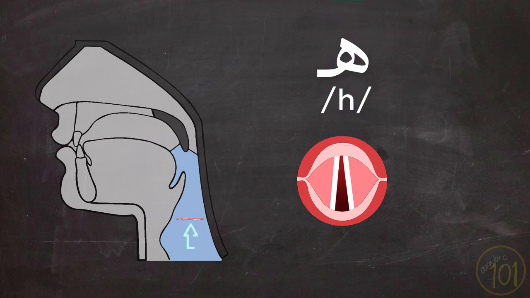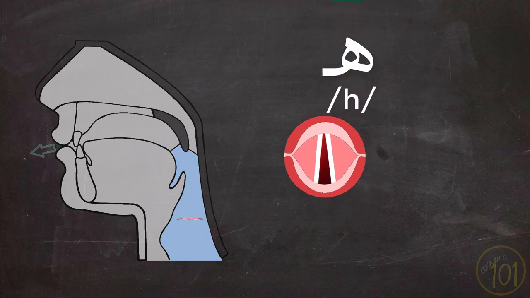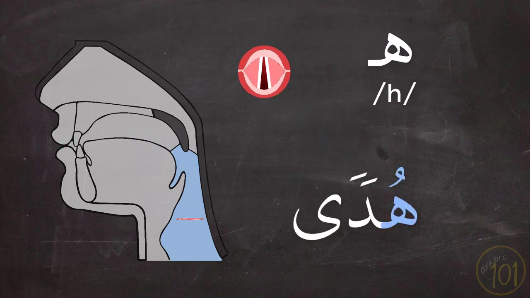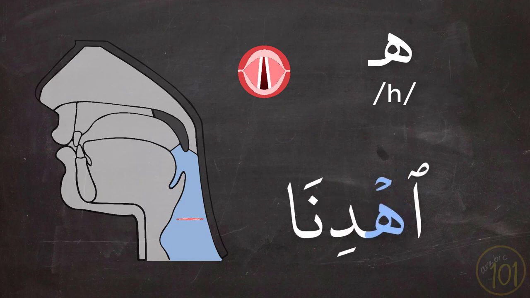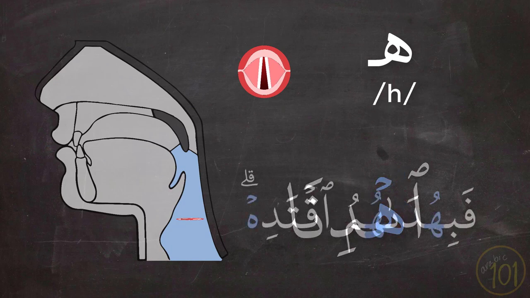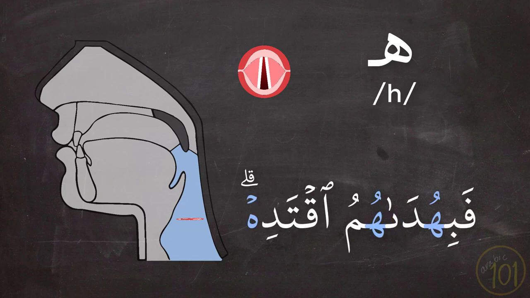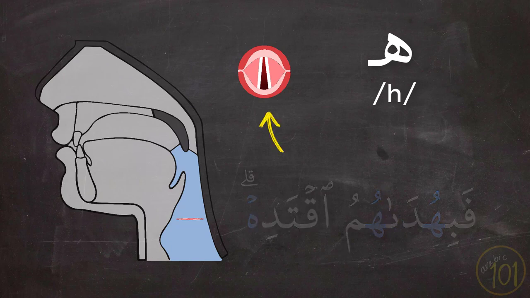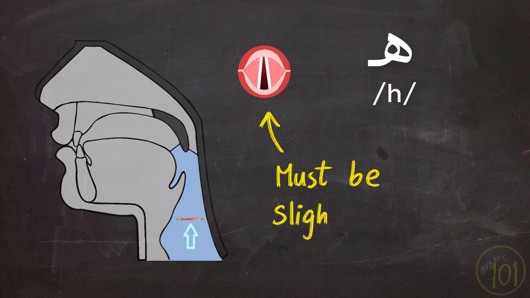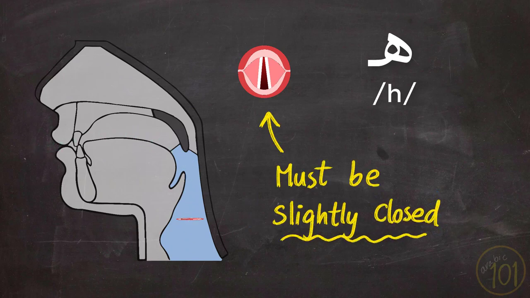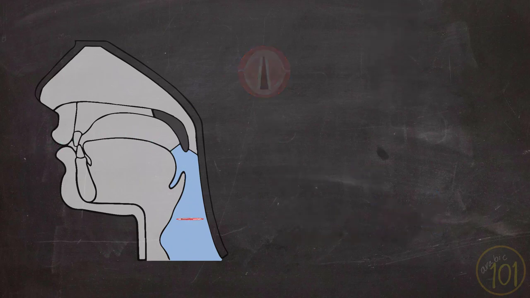Ha. Ha. Huda. Ihdina. فبهداه مقتده. So air passing through the slightly closed vocal cords produces the proper ha sound.